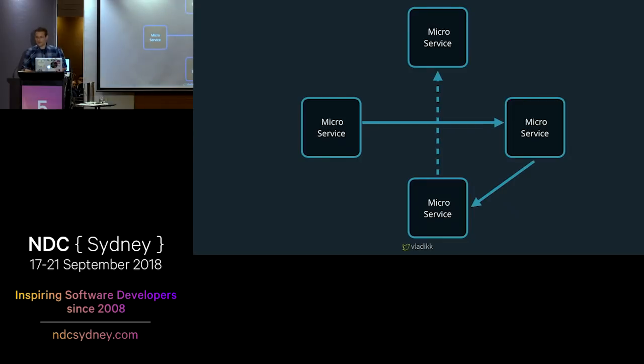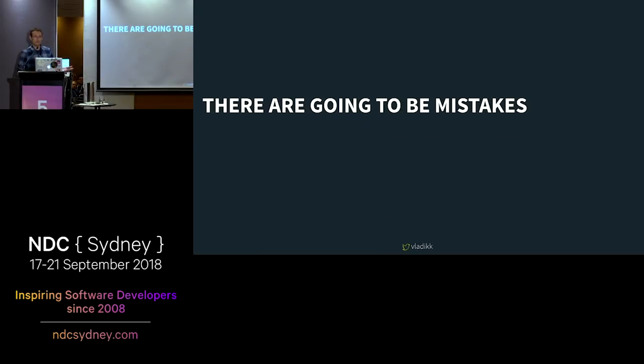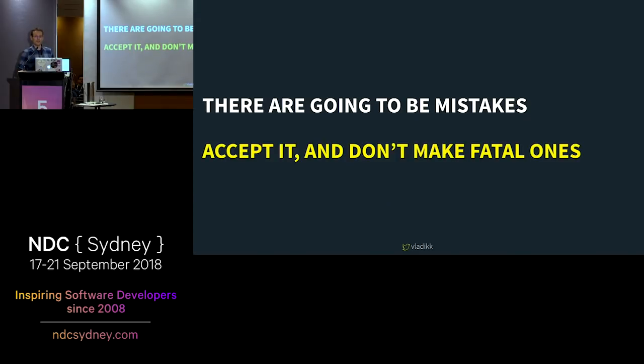If only it was that easy. As Udi Dahan said, finding boundaries is really hard. There's no flowchart for that. And this statement has profound implications. Since there is no flowchart, the only way to find the right boundaries is by making some trial and error work yourself. Which means, by definition, there will be mistakes. There is no way around it. So let's acknowledge this and only make mistakes that are easy to fix and try to avoid doing the fatal ones.